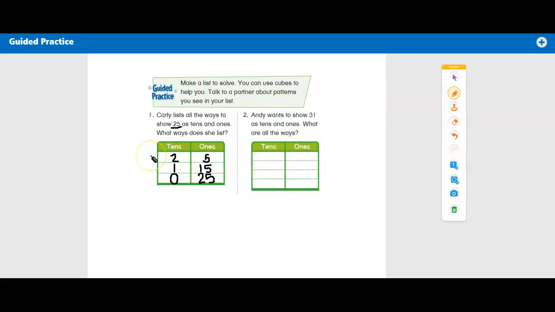When looking at our completed list for number 1, I notice a pattern. Do you notice a pattern as well? In the tens column, we began with 2 and we decreased by 1 each time. 2, 1, 0. In the ones column, we increased by 10 each number. 5, 15, 25.